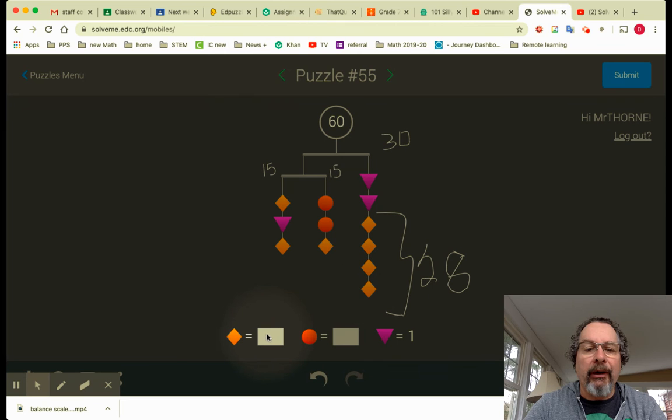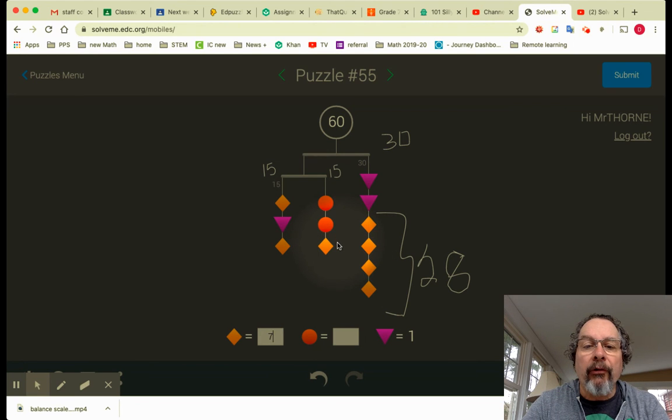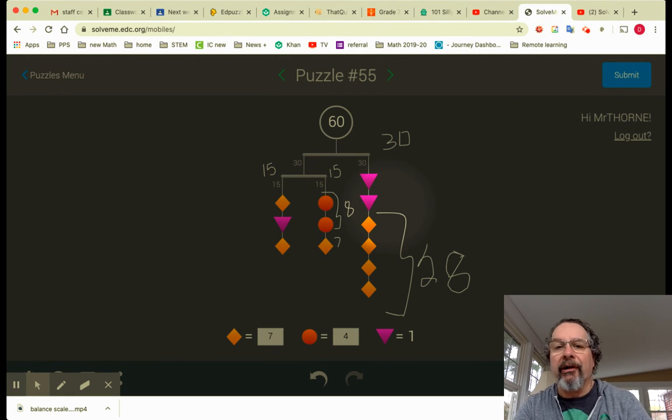Four rhombuses are 28. One rhombus would have to be 7. 7 times 4 is 28. So we know this is a 7. We know this is 15. So these together have to be 8. So each circle would have to be 4. And when you put them in, you see it works out for the last row also, 7 plus 7 plus 1. So it fills in and works out.